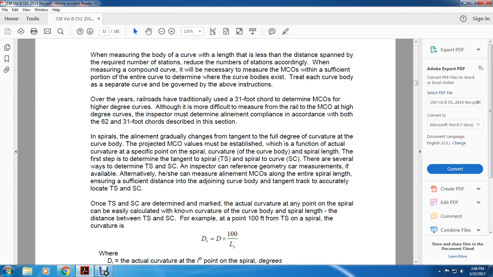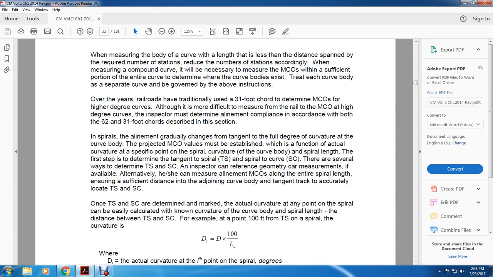The first step is to determine the tangent to spiral and the spiral to curve, TS and SC. There are several ways to determine them: the inspector can reference the geometry measurement, if available. Alternatively, he or she measures the mid-chord offset alignment along the spiral length, ensuring sufficient distance adjoining the curved body and the tangent track, to accurately locate the tangent to spiral and the spiral to curve. Once these are determined, the actual curvature at any point of the spiral can be easily calculated from the curvature of the curved body and the spiral length distance between the tangent to spiral and spiral to curve.